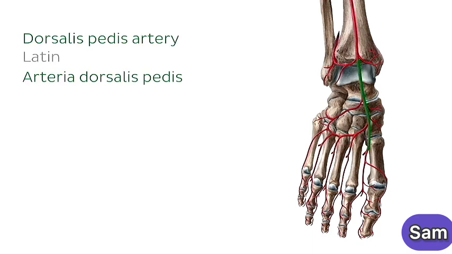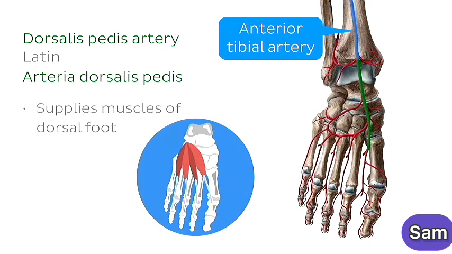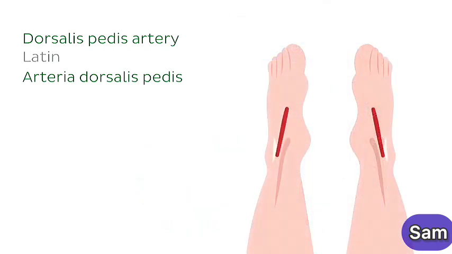The dorsalis pedis artery, dorsalis for the dorsal aspect of the foot, and pedis referring to the foot, is the distal continuation of the anterior tibial artery in the foot. This artery supplies muscles of the dorsal region of the foot. The dorsalis pedis artery travels quite superficially on the dorsal surface of the foot and therefore can usually be palpated along its route.